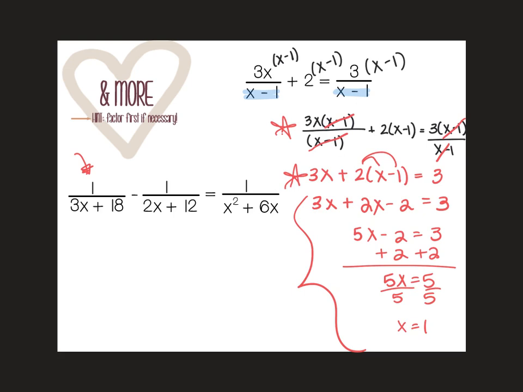So if you look at this first one, this denominator, I could factor out a 3. So I could rewrite this as 3 and then x plus 6. Because if you think about distributing that back in, I would get 3x plus 18. The second one, I can factor out a 2. And then left over, I have x plus 6. And as you can see, it's working out really nicely because these are matching. And then last one, if I factor out an x, I would be left with x plus 6. Okay, so factor first. Then you want to figure out what your least common denominator would be.